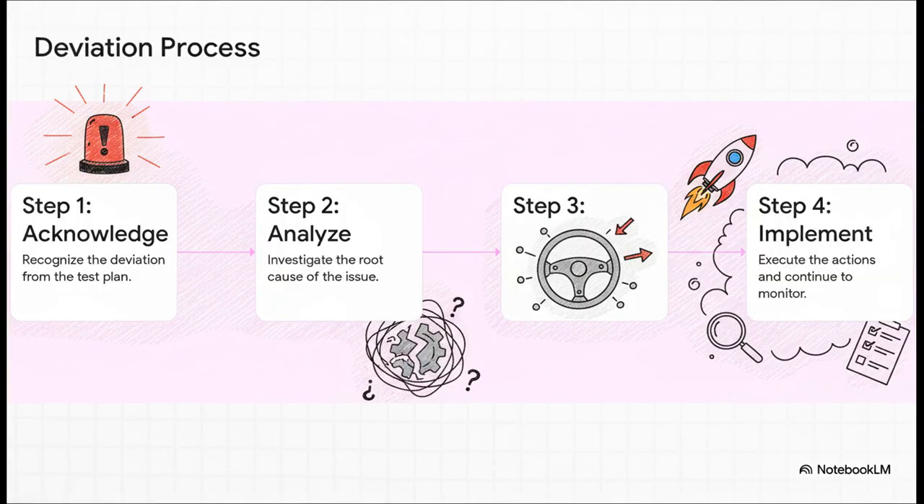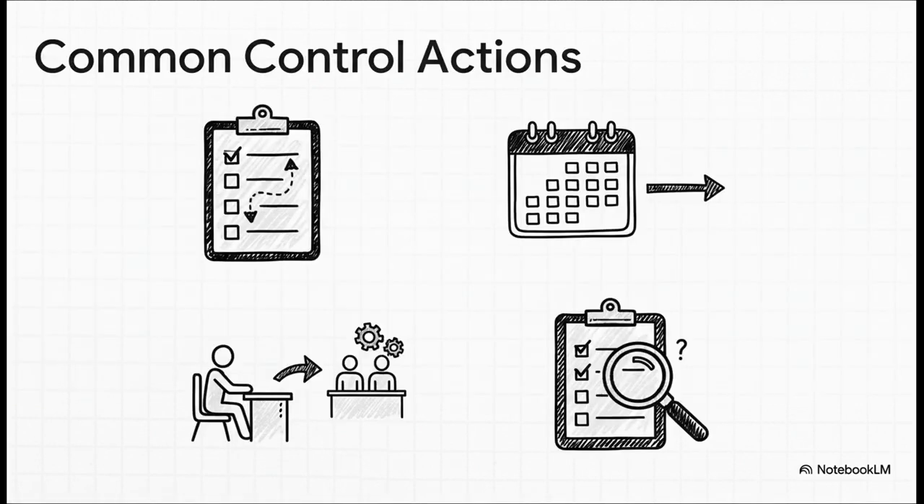So how do you actually do it? It's not magic. There's a simple 4-step process. First, just see the problem and admit it's there. Don't ignore that flashing warning light. Second, figure out why it's happening. What's the root cause? Third, decide what you're going to do about it. And fourth, do it. Implement the fix, and then, and this is key, go right back to monitoring to see if it actually worked.